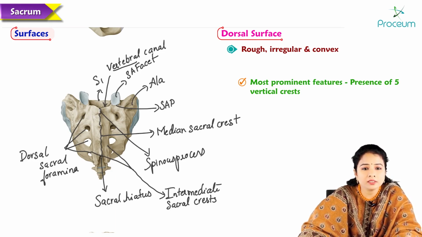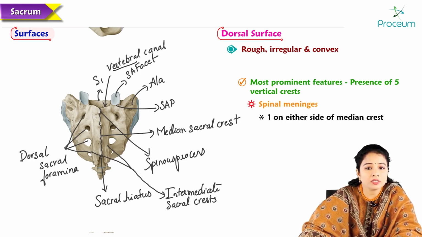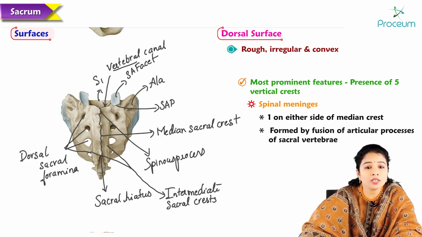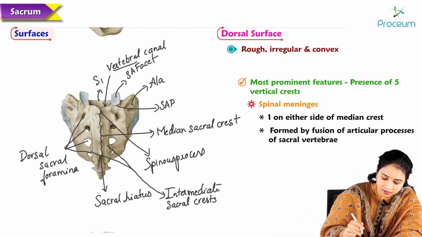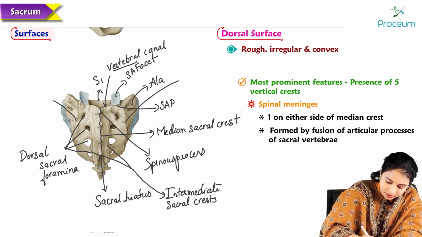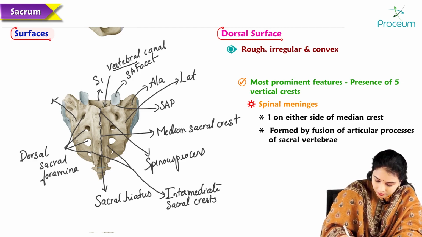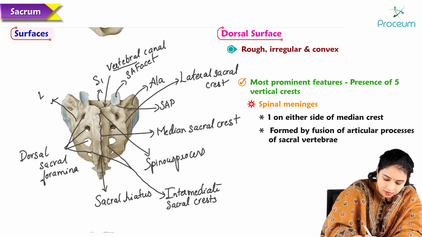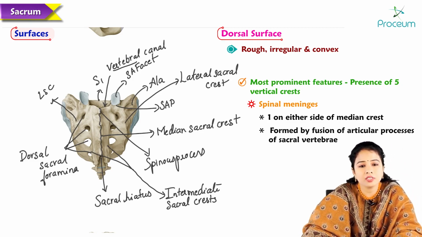These intermediate sacral crests, present on either side of the median crest, are formed by the fusion of the articular processes of the sacral vertebrae. So all the superior and inferior articular processes join to form the intermediate sacral crest. And there are 2 lateral sacral crests, one on each side.